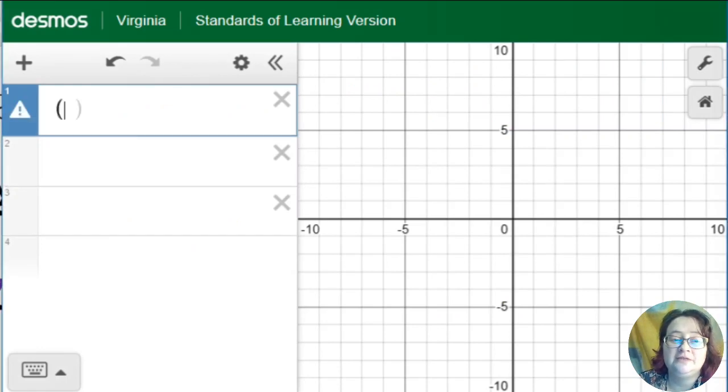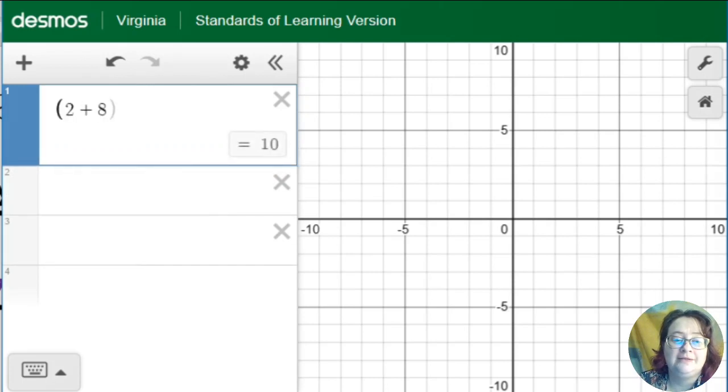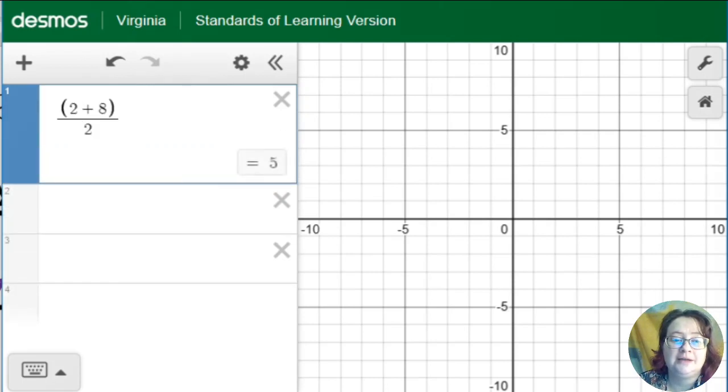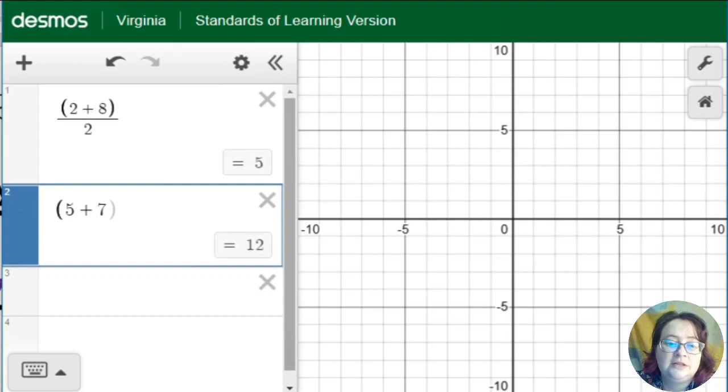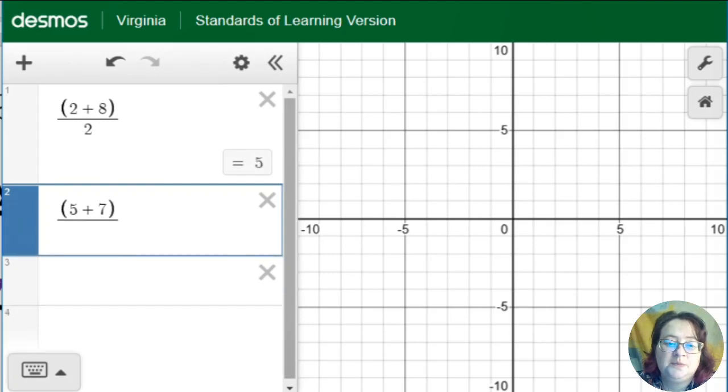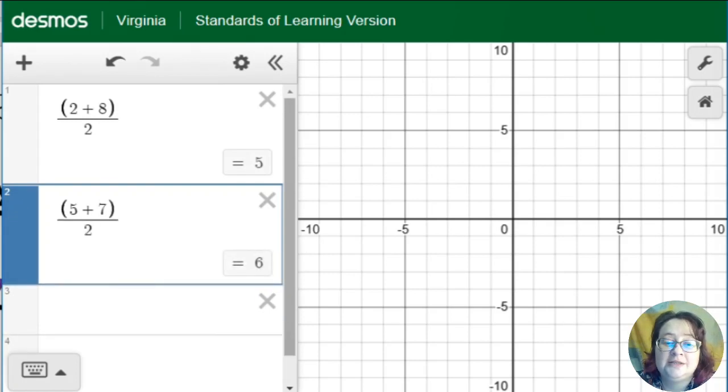If I put them in individually, I'm going to put them on separate lines. So I have 2 plus 8 divided by 2, so my x-coordinate would be 5. And then my y values, 5 plus 7 divided by 2, and so 6 would be my y-coordinate.